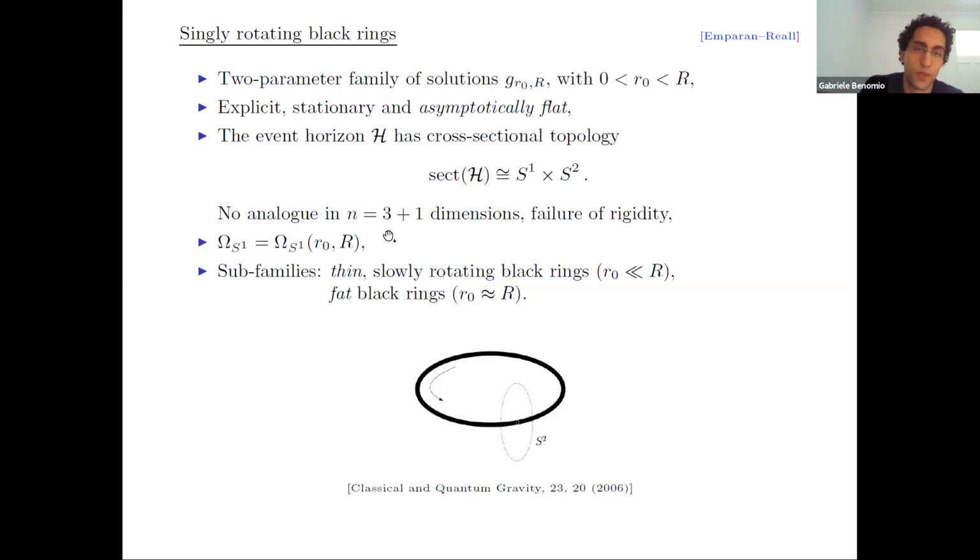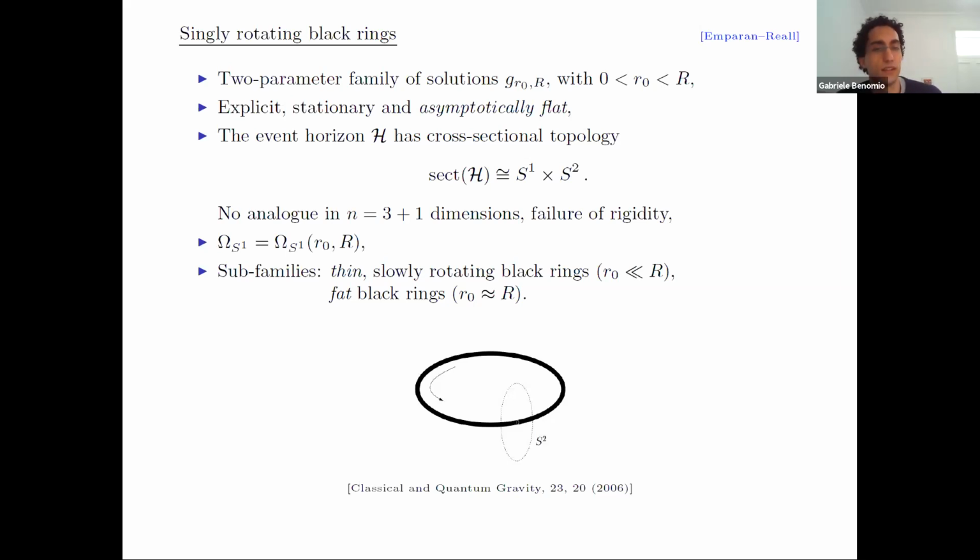So these black rings possess an angular velocity along the S1. And the angular velocity is determined once these two parameters are chosen. This explains why this family is really a 2-parameter family of black holes. It's not a 3-parameter family. And the angular velocity should be thought of as balancing the ring from collapsing under its own gravitational self-attraction. That's why it is already determined by the two parameters here.